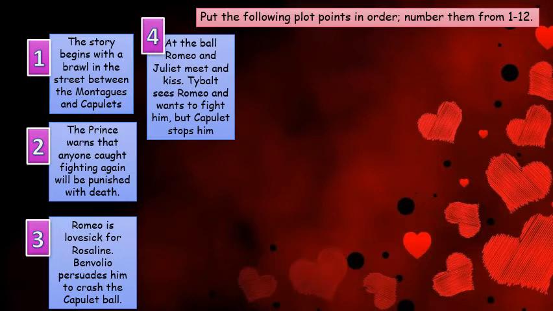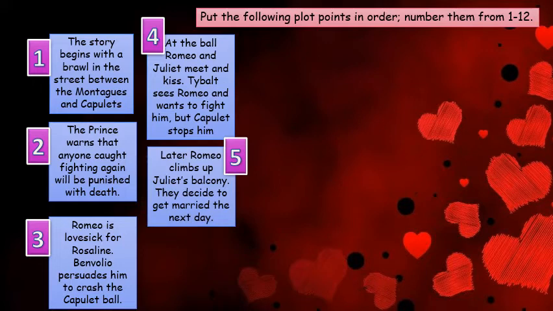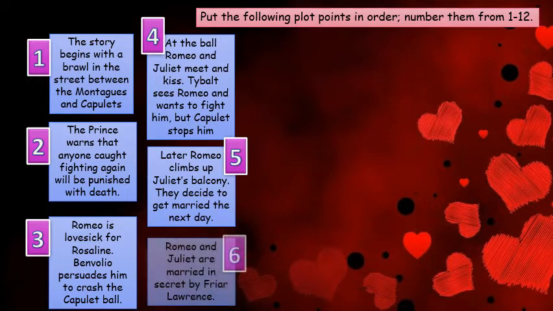He agrees to go to the Capulet ball, and at the ball Romeo and Juliet meet and kiss. Tybalt, Juliet's cousin, sees Romeo and wants to fight him, but is prevented from doing so by Lord Capulet, Juliet's father. Later, Romeo climbs up Juliet's balcony. They decide to get married the next day, despite the haste.